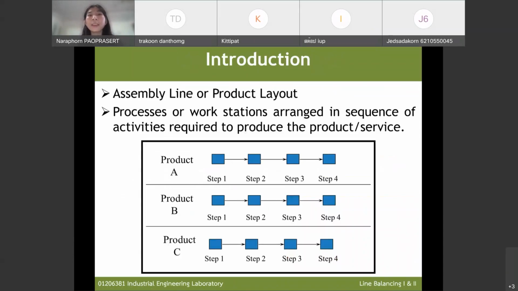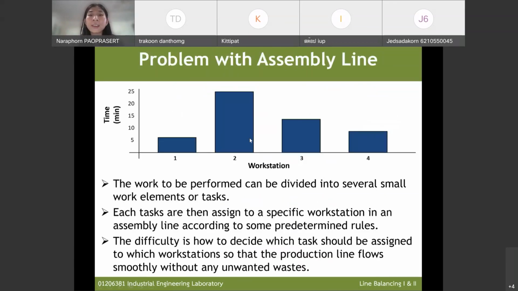So assume that an assembly line or a product layout is a line where you have certain workers working in each station, like station 1, 2, 3, and 4. And then you have different types of product. Those products are going to be produced in each station separately, one by one, continuously. So this is the thing that we want to do together.